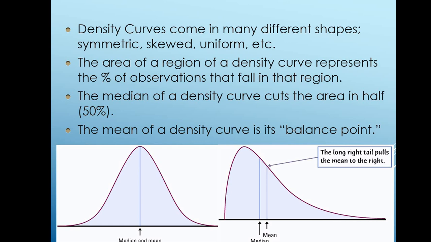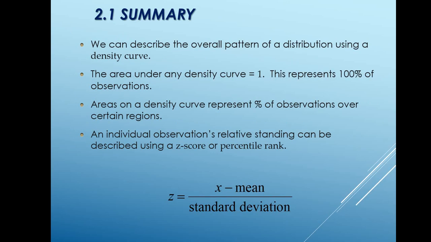Just like we talked about before, if your median and mean are in the center and equal to each other, then you're symmetric. If your mean is greater than your median, then you're skewed right. If your mean is less than your median, then you're skewed left. All right, so that finishes up chapter 2.1. And in 2.2, we will go into the normal curve.